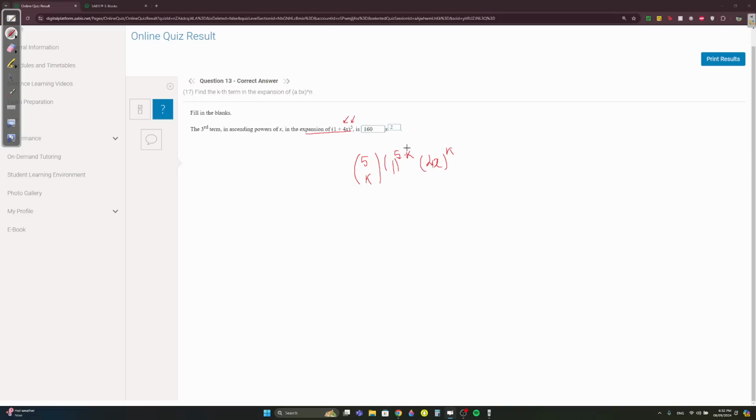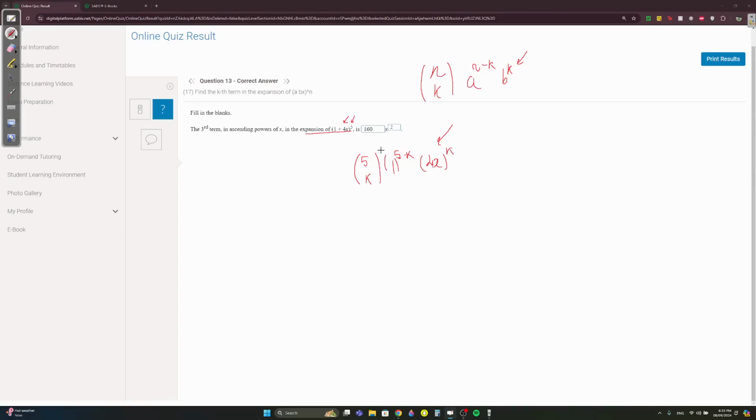Remember, this is the general term. I kind of skipped the step where I wrote nCk, a to the power of n minus k, b to the power of k. This is the rule, but this is the general term here. You can write down the rule and then substitute the numbers and write this down. So whatever you want.